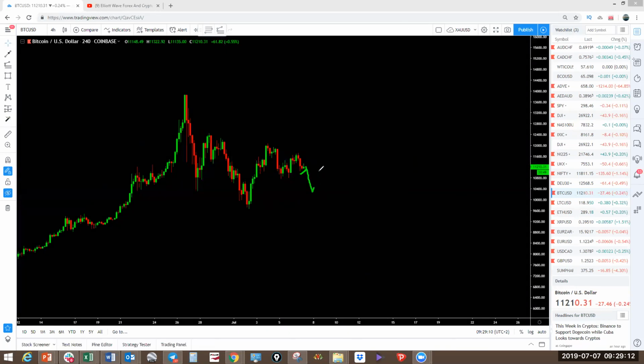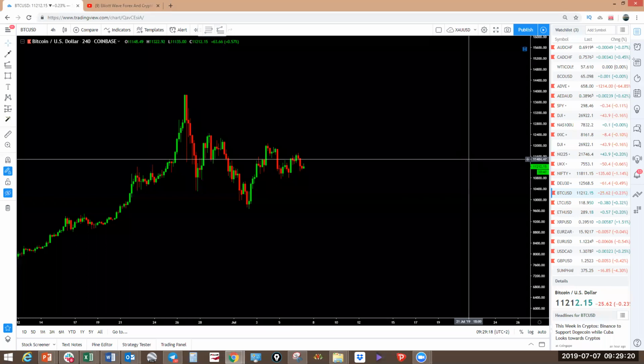Possible down here, up, possible 3 waves down, and then up. Then you get the structure like this. Beautiful structure if it plays out like that. That is Bitcoin. Litecoin.